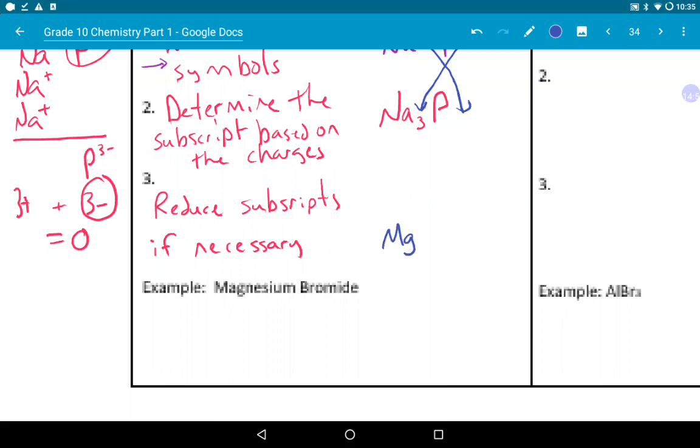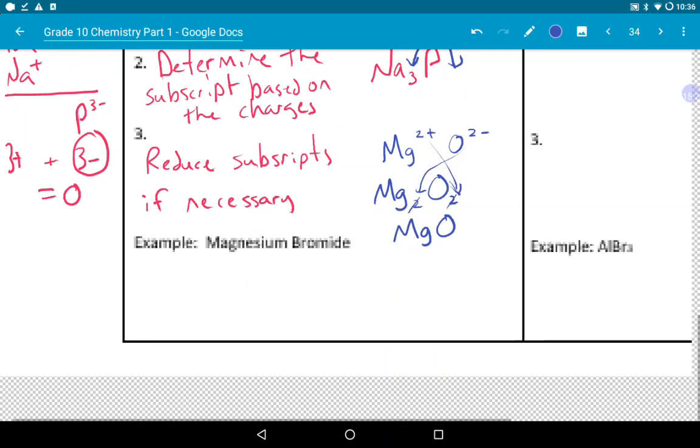magnesium and oxygen. So if you figured out the charges of both of those, Mg is 2 plus and O is 2 minus. So if you did the crisscross method, what you'd have to do is reduce that to Mg1, but we don't write the 1, and O1, we don't write the 1. Okay, so that's reducing these to the lowest form. Alright, so let's quickly do one more example.